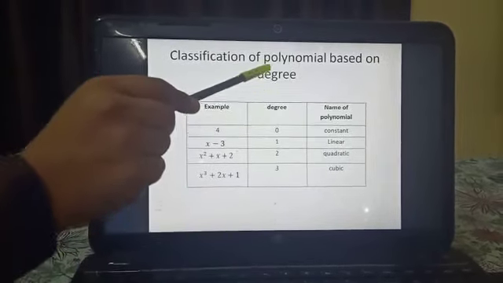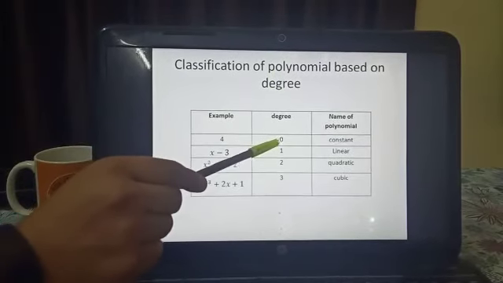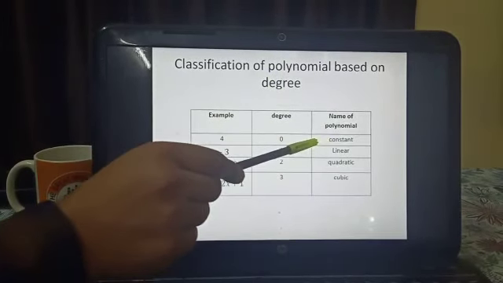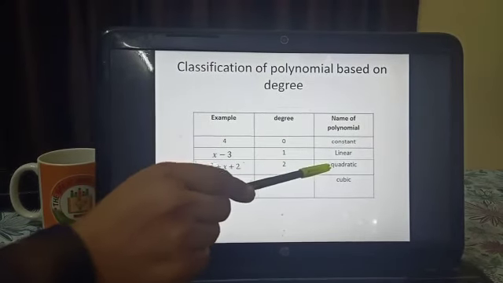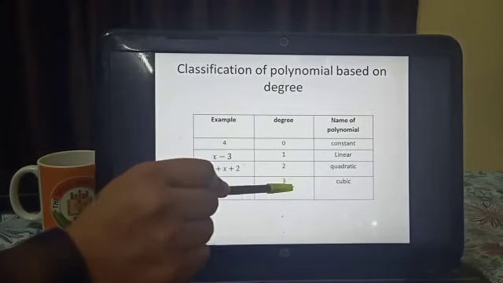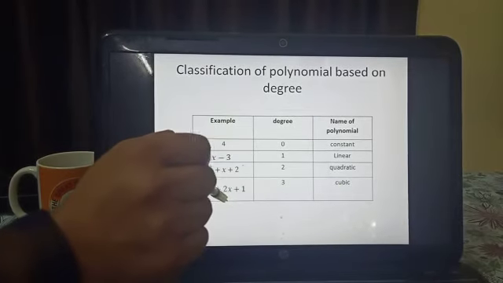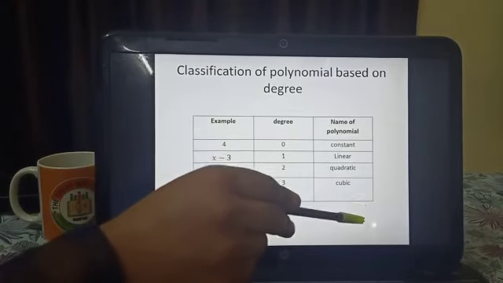So we have classified the polynomial on the basis of the degree. If the degree is 0, it is called a constant polynomial. If the degree is 1, it is called a linear polynomial. If the degree is 2, it is called a quadratic polynomial. If the degree is 3, it is called a cubic polynomial. And if the degree is 4, then it is called a biquadratic polynomial.